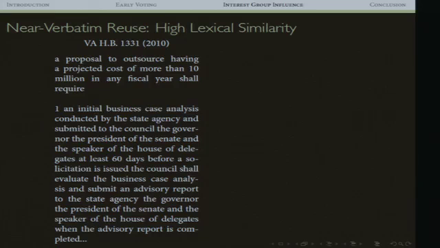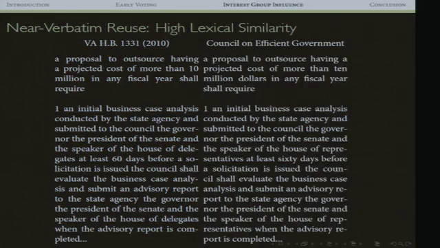So just to show you, I'm not going to go into the methods, but just to show you why it's hard. First, a case where it's not so hard, and then a case where it's hard. A case where it's not so hard is the same bill for the Council for Efficient Government in Virginia in 2010. And this is just an excerpt of 2 paragraphs from that text. You don't have to read it, but this is the Council on Efficient Government proposal from ALEC.